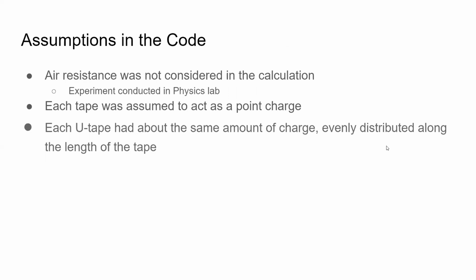So the coding portion. These are the assumptions. Air resistance was not considered in the calculation because it was conducted in a physics lab. Each tape was assumed to act as a point charge. And each tape had the same amount of charge, which was evenly distributed along the length of the tape.